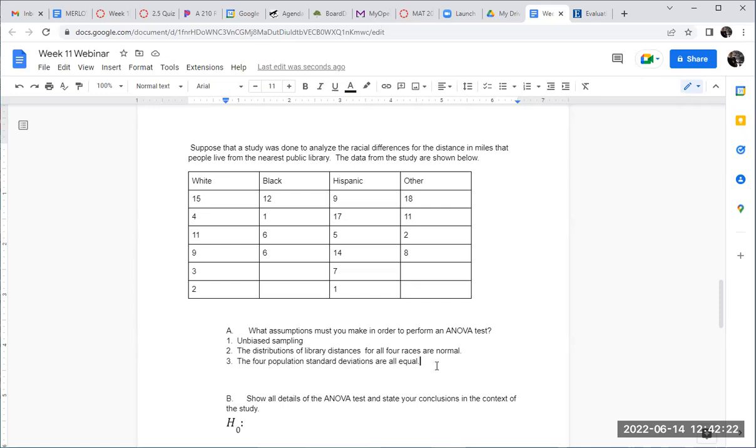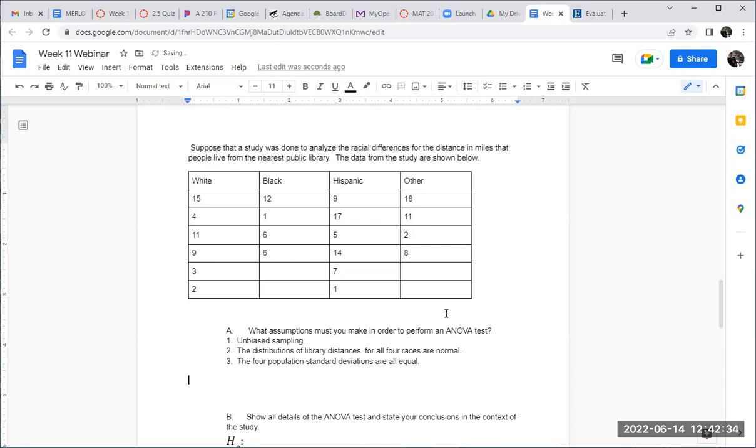Okay. The standard deviations are equal. I have no idea whether the standard deviations of distance from the library from these 4 races are the same. I have no clue, but who knows? So again, I'm giving you a heads up. ANOVA has a lot more depth to it than what we're going to get into today, because we can't go through these assumptions and actually test them. We can just say we're assuming. Okay, what else do we have to assume?